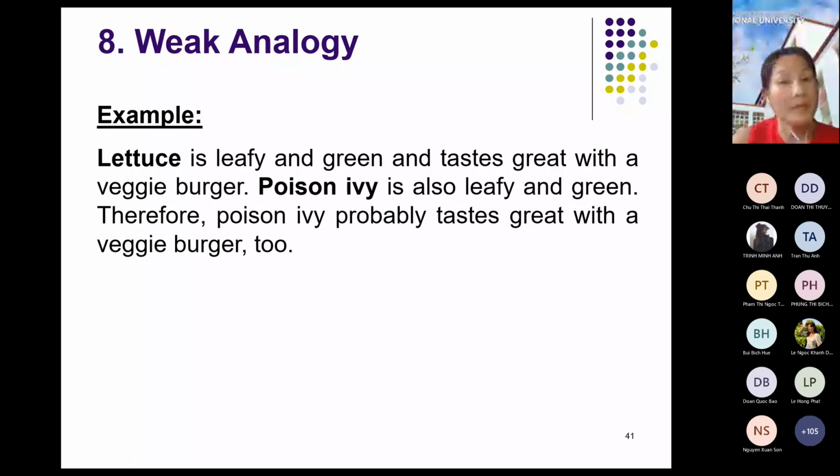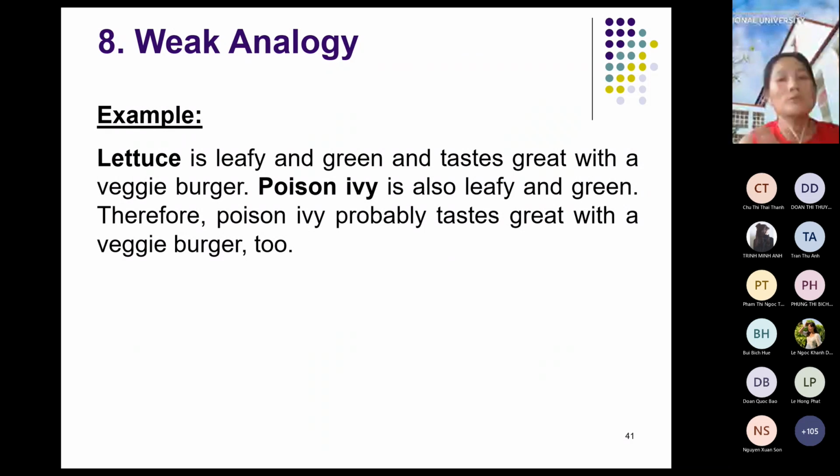You can easily answer the 3 questions, isn't it? The things to be compared are the lettuce and the poison ivy, and I highlighted them for you already. Then we read in the first statement that they provide the information for the characteristic, the similarity. Lettuce is leafy, green, and tastes sweet with a veggie burger. Then for the second premise they provide information for the poison ivy. The poison ivy is also leafy and green, so they have something in common already. And they conclude that probably the poison ivy also tastes great with a veggie burger too.